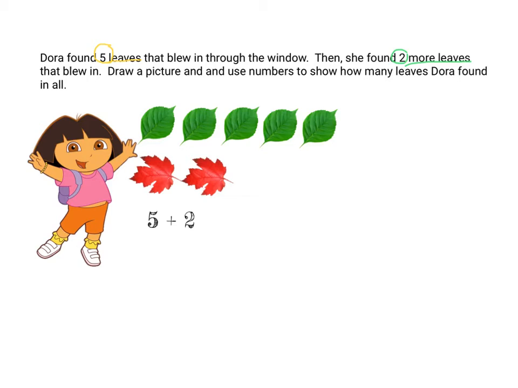Now I want to put my equal sign, and let's go ahead and count up the total number of leaves. Boys and girls, a faster way to count is to touch the greatest number, say its name, and continue counting on the other number. So I'm going to go ahead and circle these leaves and say 5 and count on 6, 7. 5 plus 2 equals 7. Great work solving that problem, boys and girls. Let's go ahead and move on and do some concept development.